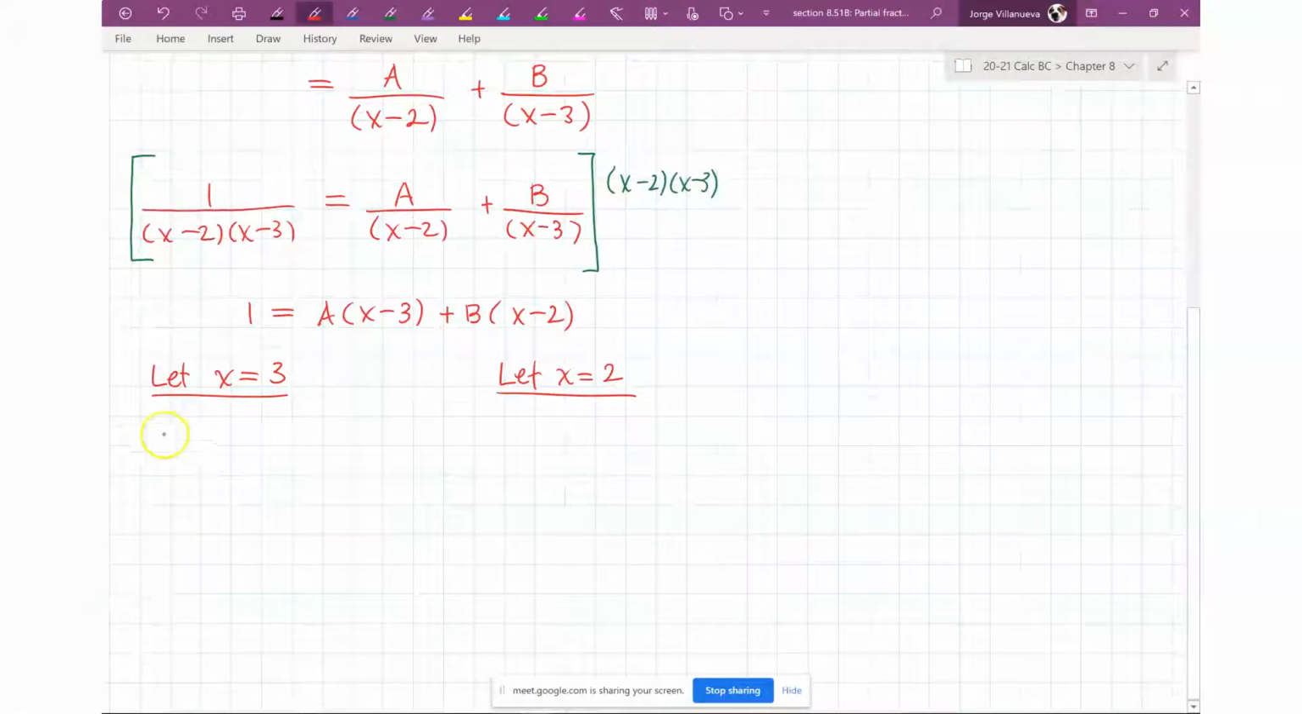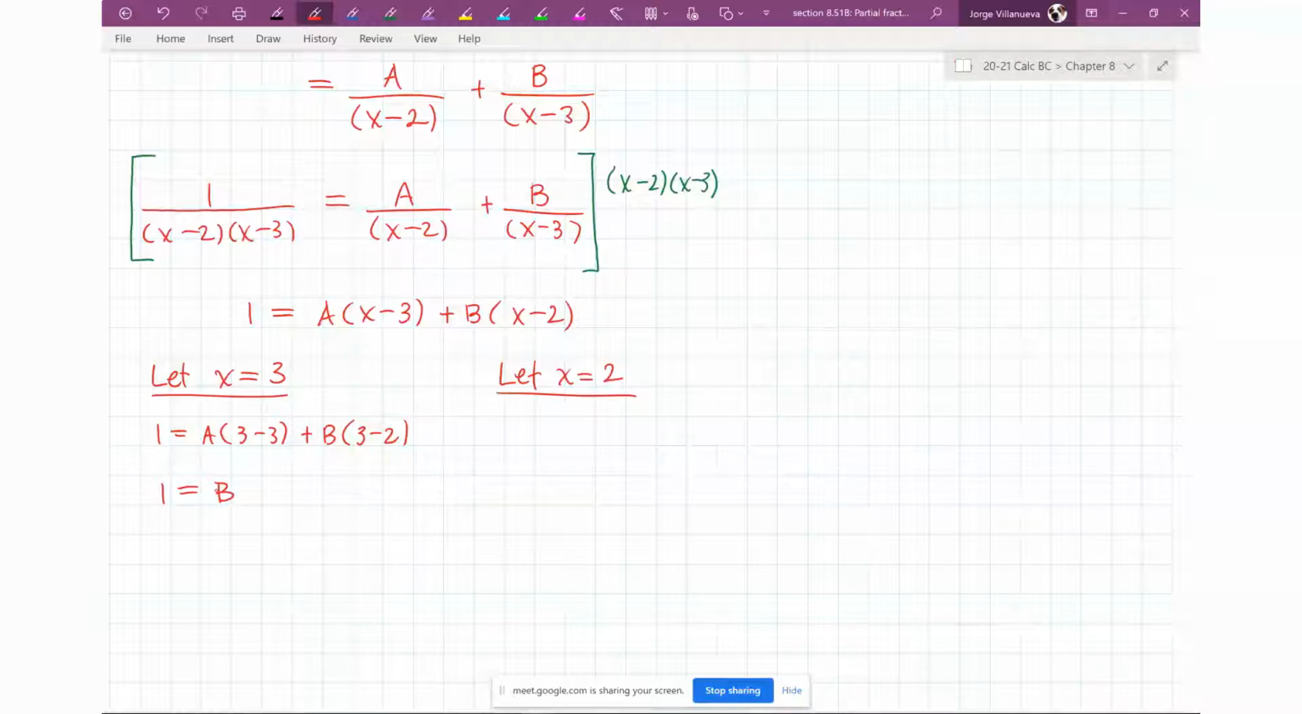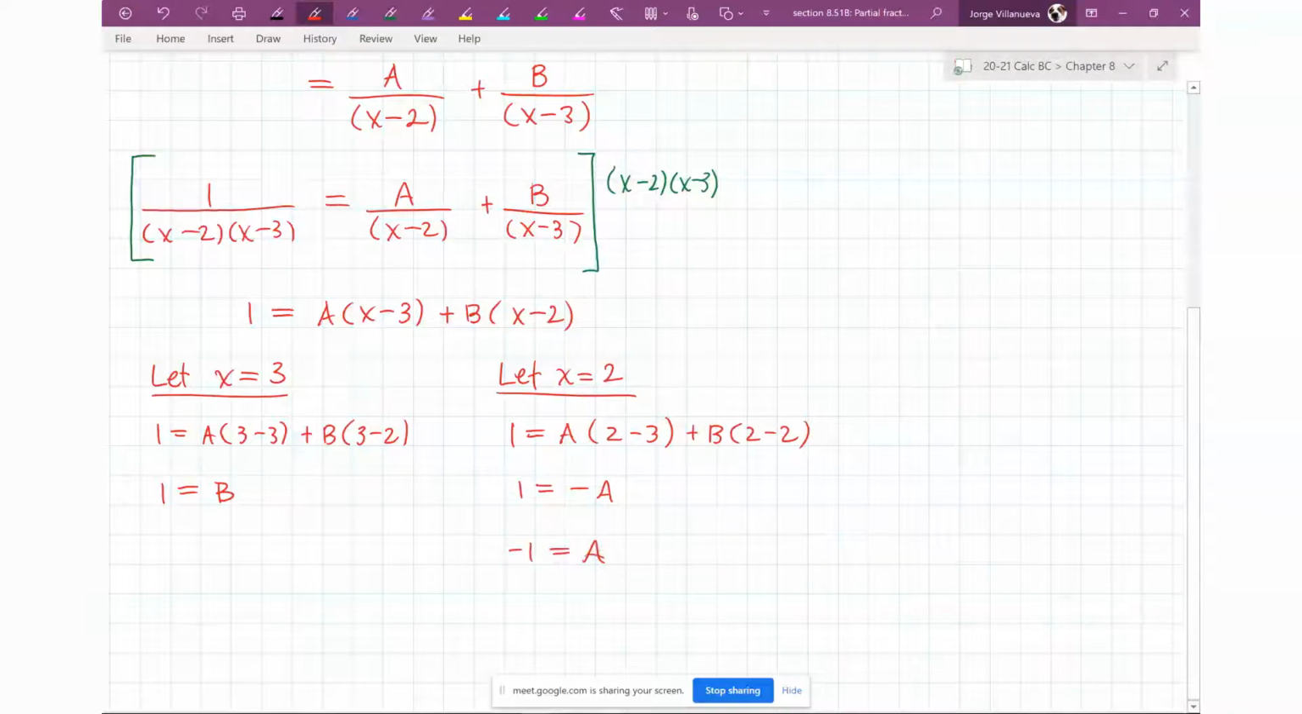So I plug this in. I get 1 equals a times 3 minus 3 plus b times 3 minus 2. This comes out to b equals 1. Well, good, I found b. Now I plug in a 2 for x. I get 1 equal to a times 2 minus 3 plus b times 2 minus 2. So this comes out to negative a is equal to 1, or a is equal to negative 1.